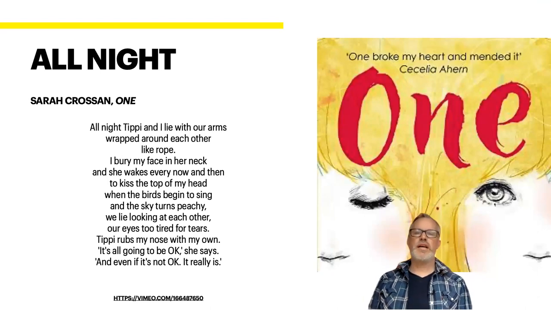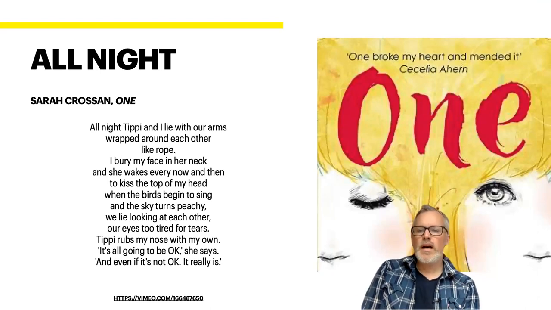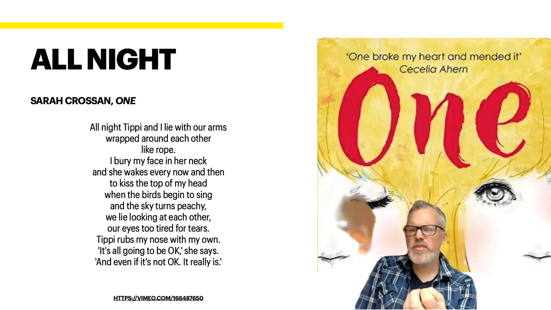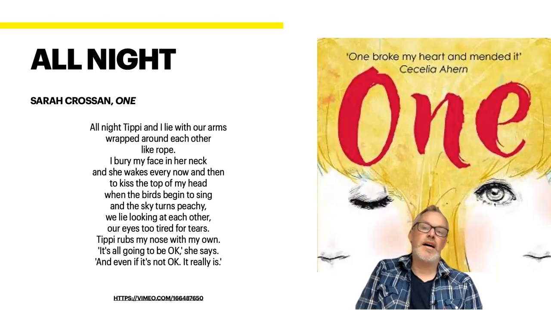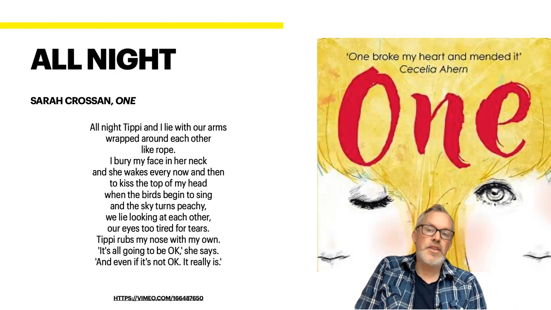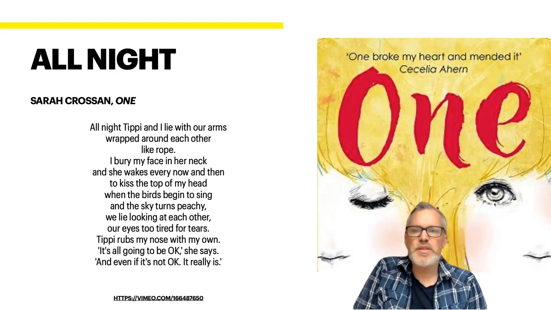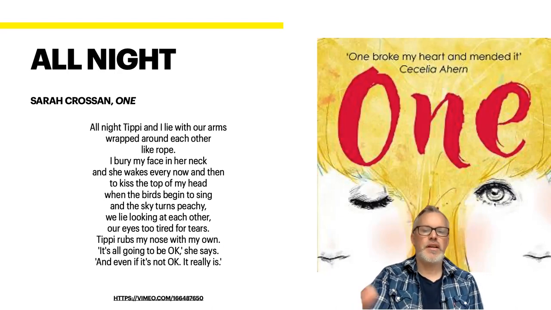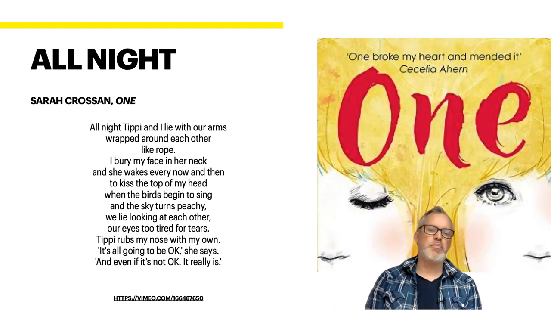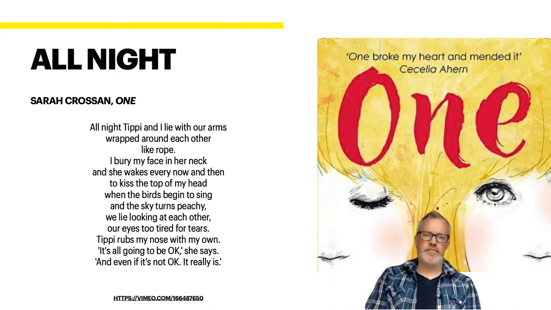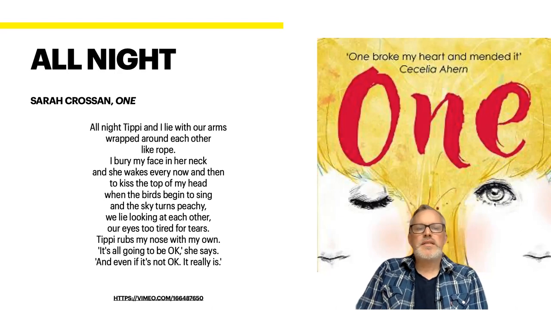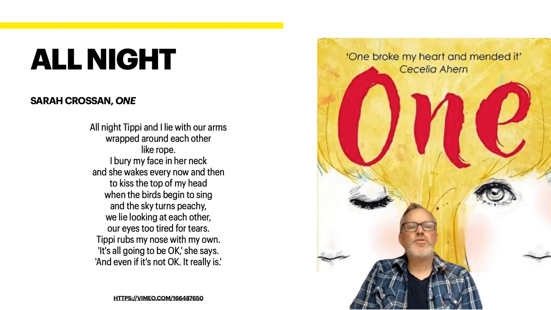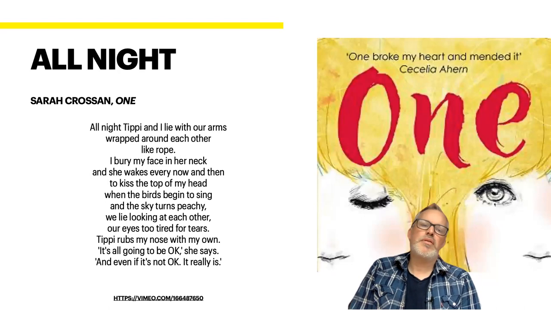Sarah Crossan's collection One is used in years 5 to 7 in the UK. I fell in love with this poem, and you can click down there and see a performance by Sarah herself.